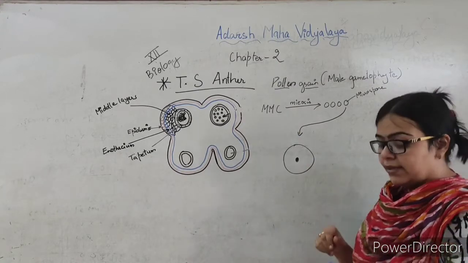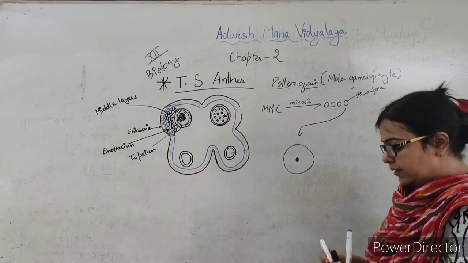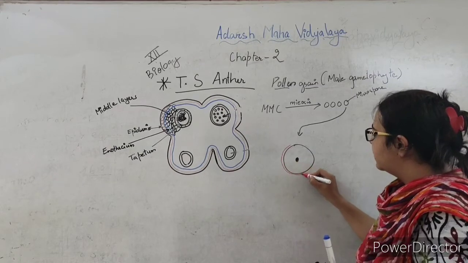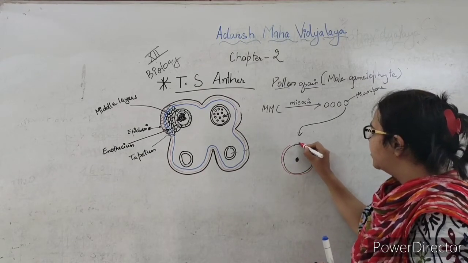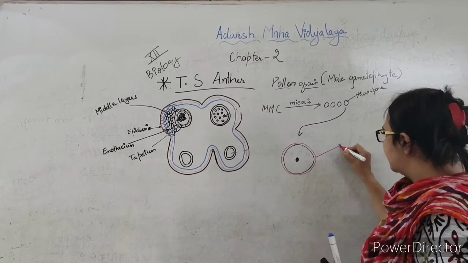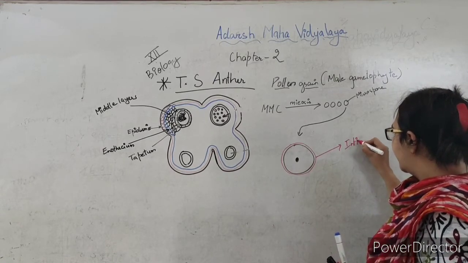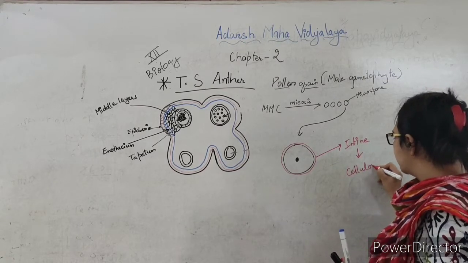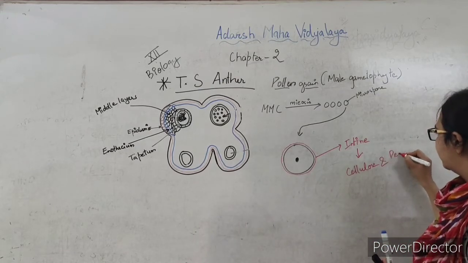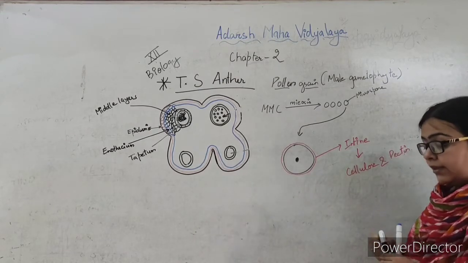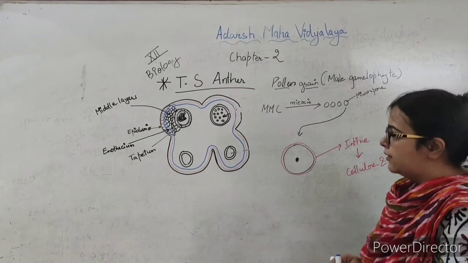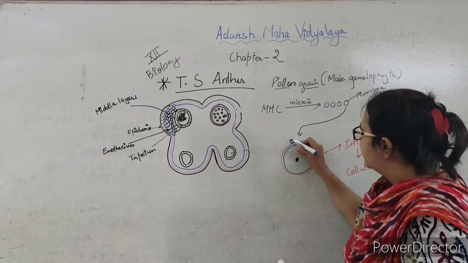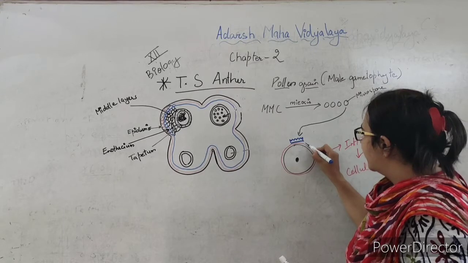Now the tapetal cells will secrete a thin membrane that is called intine surrounding the plasma membrane of this microspore. This is the intine. And this intine inner layer is made up of what? It is made up of cellulose and pectin. The tapetal cell will also secrete another layer, which is the hard tough layer, that is called the exine.